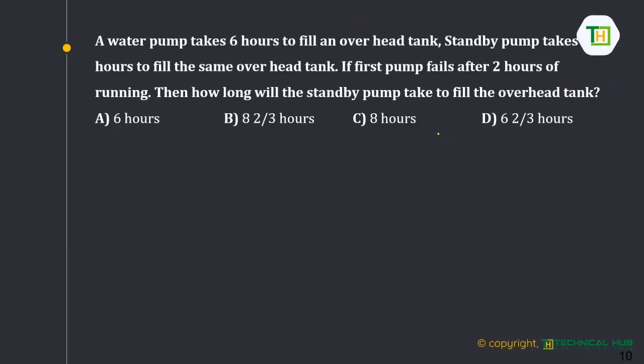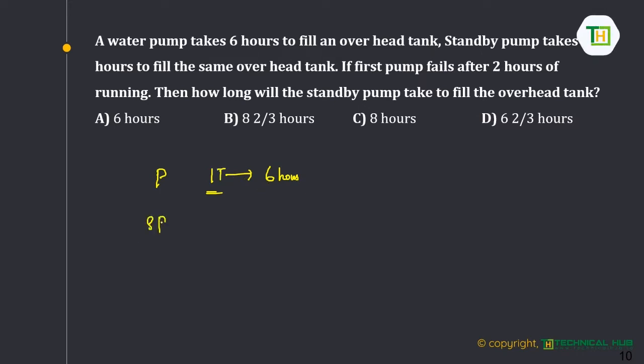Let's see another question. A water pump takes 6 hours to fill an overhead tank. A standby pump takes 10 hours to fill the same overhead tank. If the first pump fails after 2 hours of running, then how long will the standby pump take to fill the overhead tank? So for example, the first pump will take 6 hours to finish one work. What is one work? To complete one tank. So it will take 6 hours.